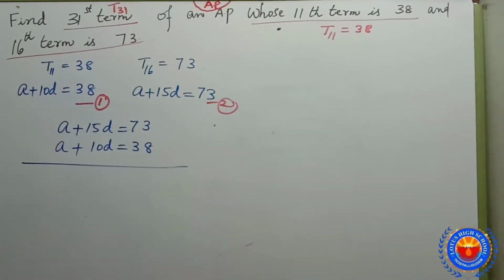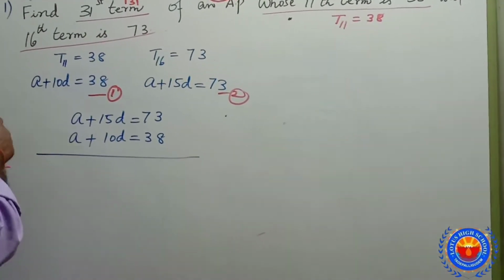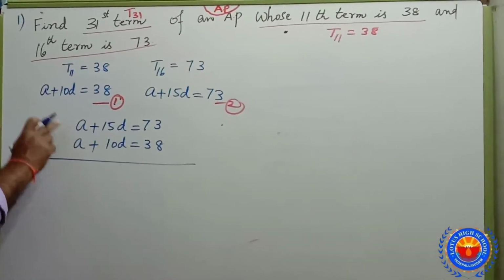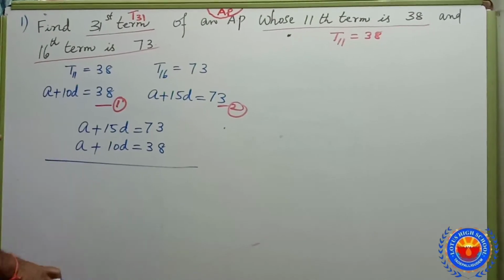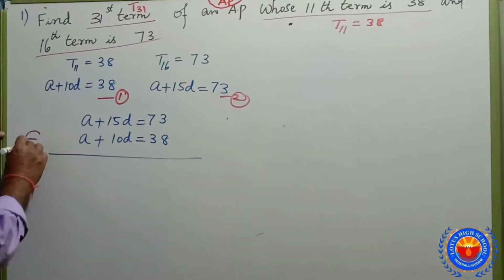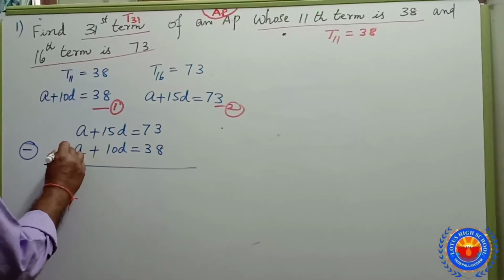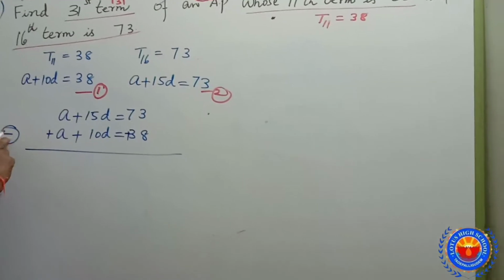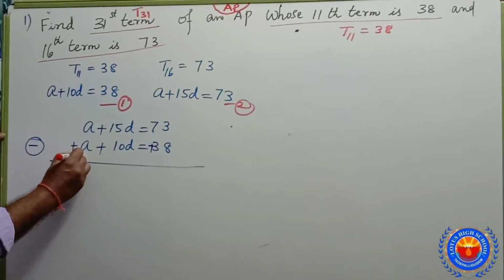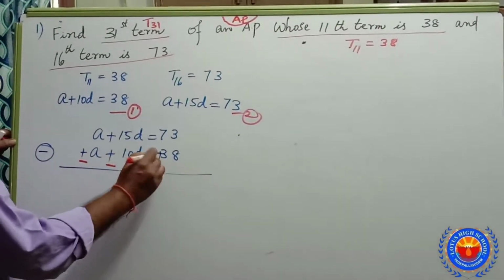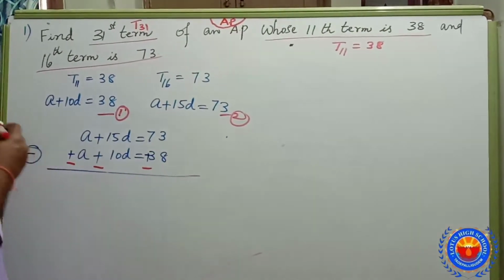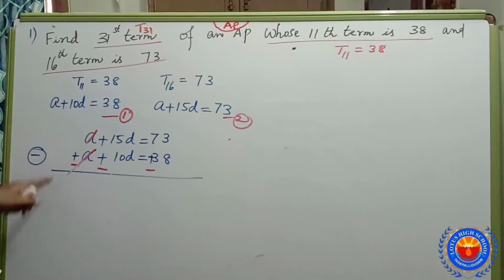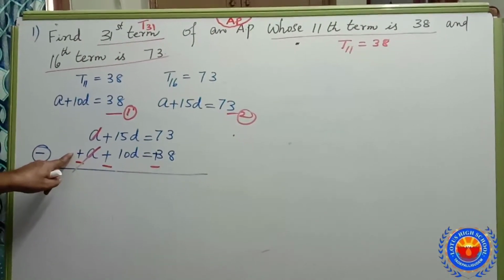Here I am going to subtract to eliminate a. Why? Because this sign is plus and this sign is also plus. Because of this subtraction, this plus becomes minus, this plus becomes minus. Now a minus a is equal to 0. Cancellation, a minus a is equal to 0.